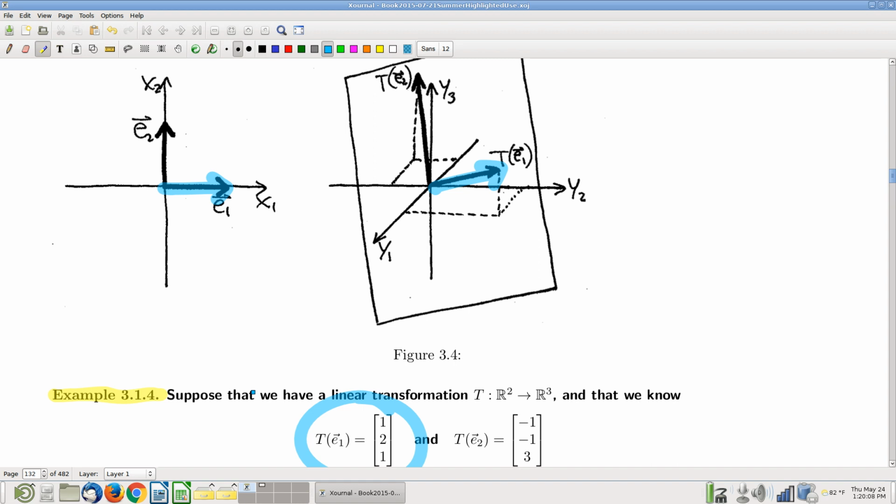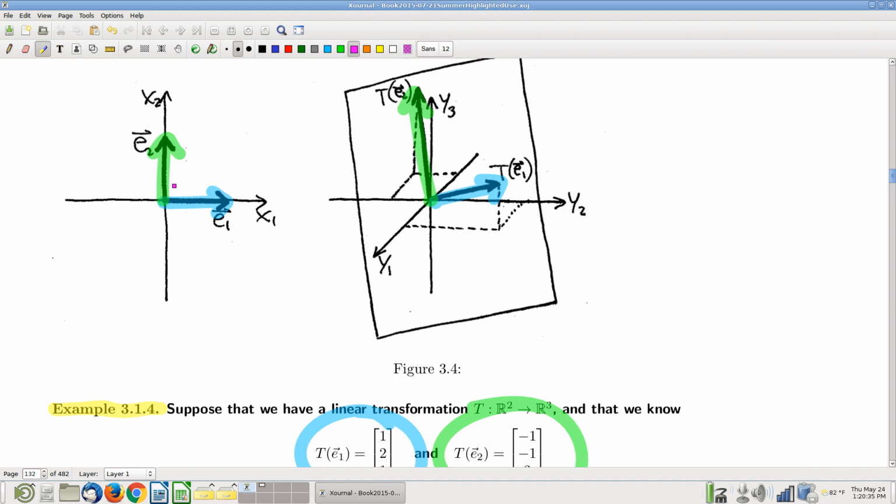So I know that E1 goes to 1, 2, 1, and suppose I know that E2 goes to -1, -1, 3. So there are two little pieces of information that I have about this linear transformation. And the question is, what else can I conclude about it? Well, the answer is I know everything there is to know about the linear transformation. If you look at the sum of E1 and E2, the image is going to be the sum of T of E1 and T of E2. If you look at some other linear combination, like how about 2E1 plus E2?